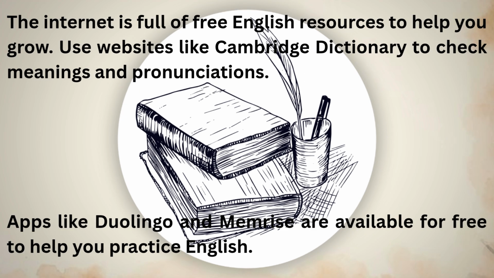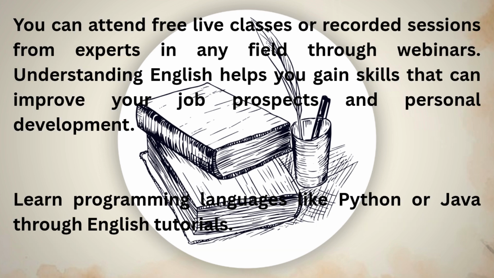The Internet is full of free English resources to help you grow. Use websites like Cambridge Dictionary to check meanings and pronunciations. Apps like Duolingo and Memrise are available for free to help you practice English. You can attend free live classes or recorded sessions from experts in any field through webinars. Understanding English helps you gain skills that can improve your job prospects and personal development. Learn programming languages like Python or Java through English tutorials.